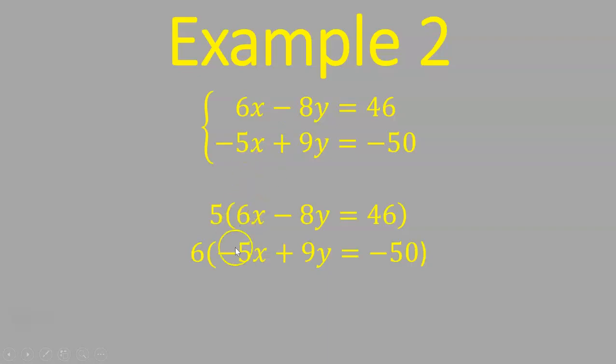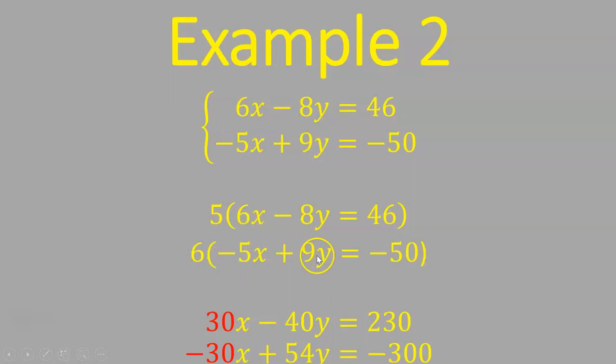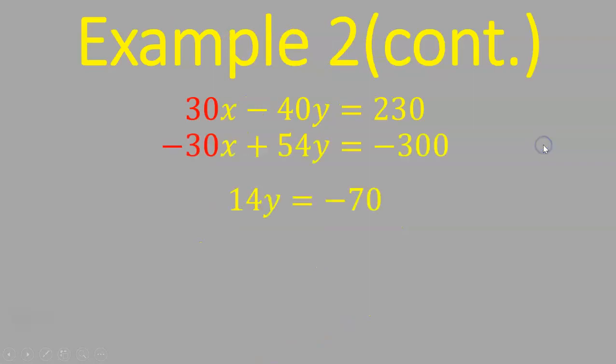Now when you do that, make sure they're going to end up being opposite. And they already are opposite, so I'm good here. Okay, so I'm just going to distribute the 5. You get 30, -40, and then 46 times 5 is 230. Same thing here, 6 times 5, 6 times 9, 6 times -50. Notice again the red, we have these opposites. So let's add those together. Okay, so they eliminate when I add them together. So 14y equals -70. Solve for y.